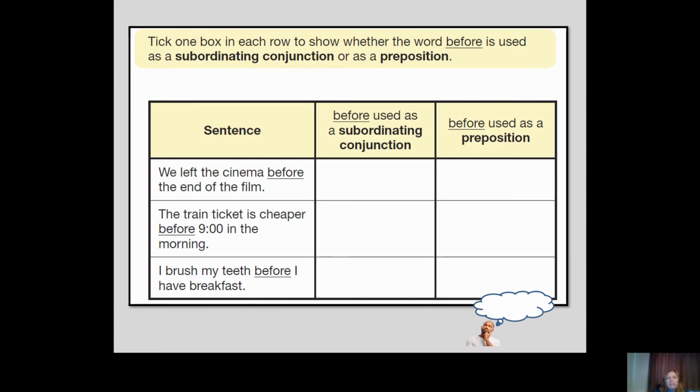Here we've got to tick one box in each row to show whether the word before is used as a subordinating conjunction or a preposition. Okay. So we left the cinema before the end of the film. Is that a preposition or a conjunction? The train ticket is cheaper before 9 o'clock in the morning. I have to brush my teeth before I have breakfast. So let's have a look.